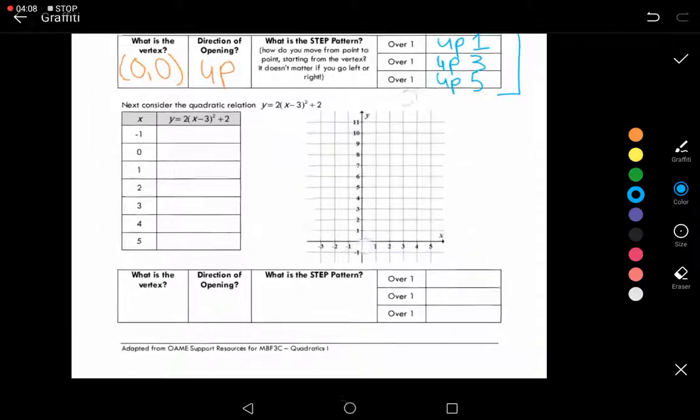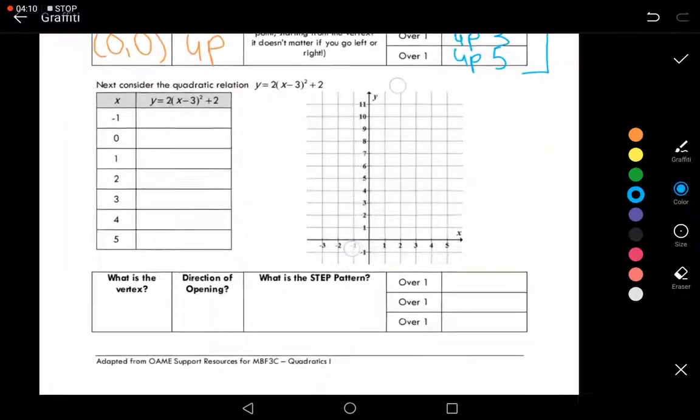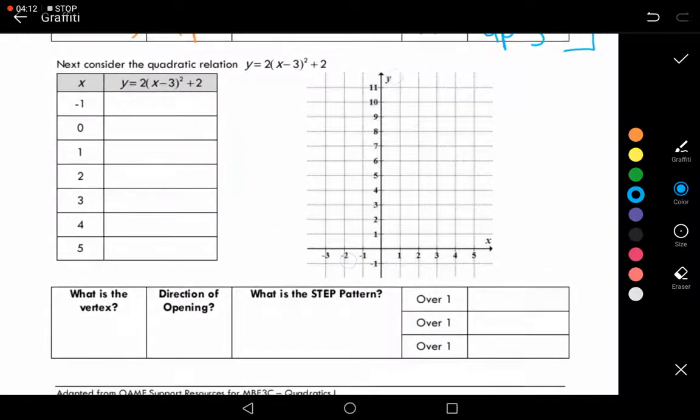Okay, so let's see what happens when we look at a different graph or a different relation. So it says, consider the quadratic relation y equals 2(x minus 3) squared plus 2. Okay, so we can notice here that that has all of our parameters, right? That has an a, an h, and a k. So in order to come up with our y coordinates, just like before, what I'm going to do is take the x it tells me and plug it into my equation.